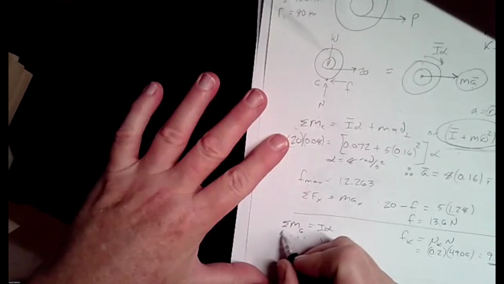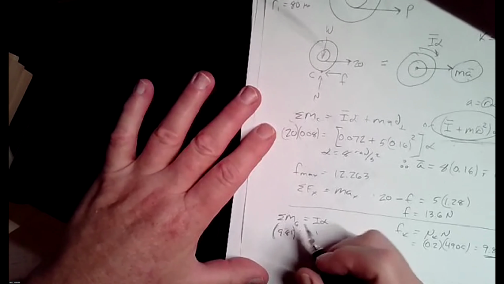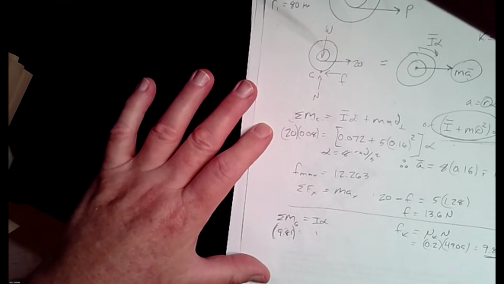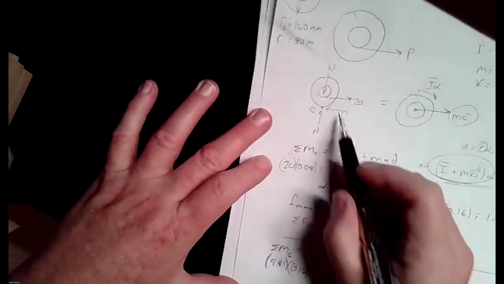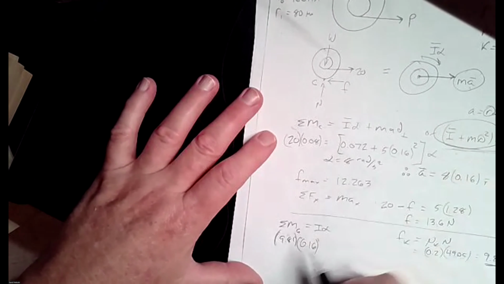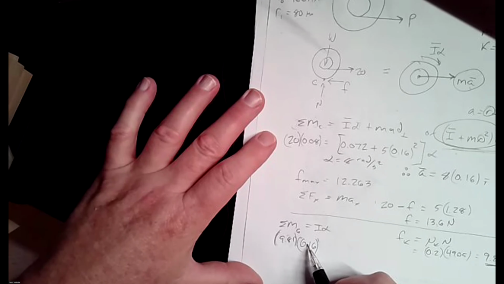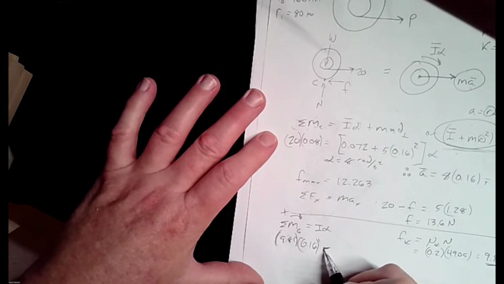It's getting late, and sorry about the mistake. So I have 9.81 times 0.16, but I also have this, right? So I have to then, and again, I'm saying 9.81 times 0.16. I'm making clockwise positive as usual. So that's going to be minus 20 times 0.08, right?